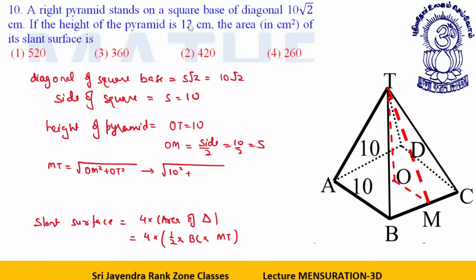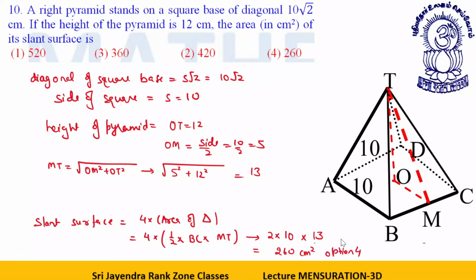Students, my mistake. The height of the pyramid OT is 12. So this will be OM square, OM is 5, square, plus 12 square. 5 and 12 form a Pythagoras triplet with 13. So what will this area be? That will be 4 into half, this is 2, into BC, which is 10, and MT is 13. 20 into 13 gives me 260 centimeter square. That is option number 4, our answer.